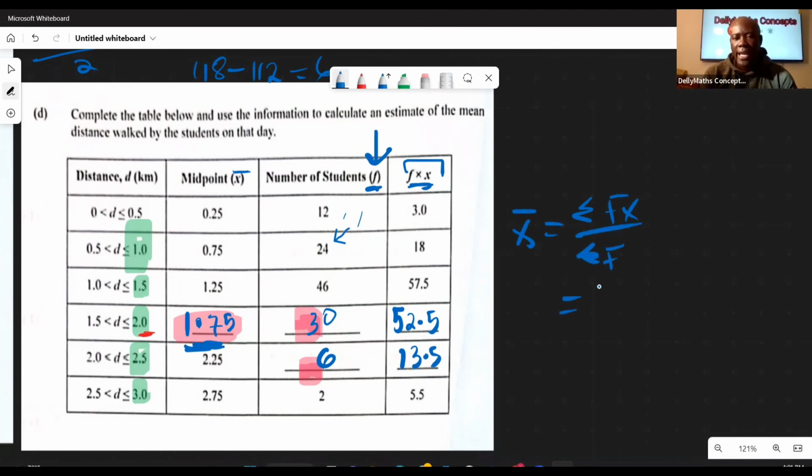So we're going to add up everything here: 3 plus 18 plus 57.5 plus 52.5 plus 13.5 plus 5.5 gives 150. We want to divide that by 120. So the answer is 1.25, and that's the mean.